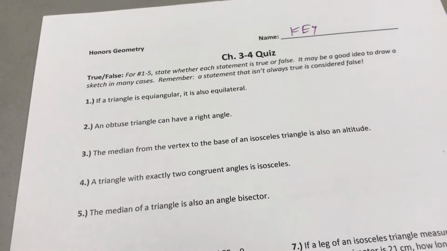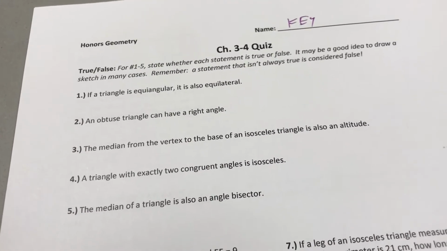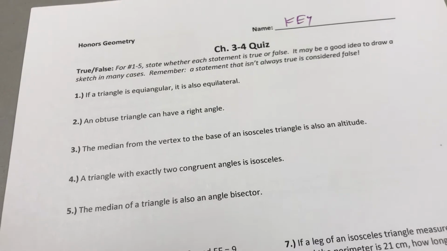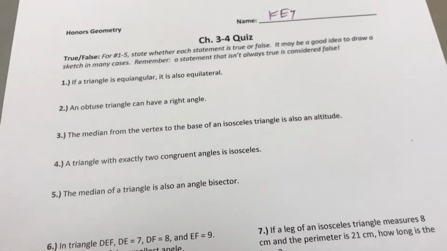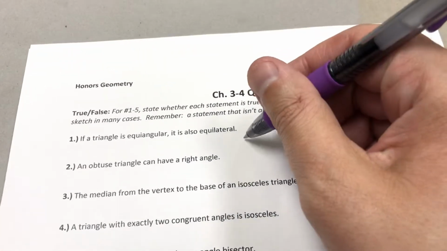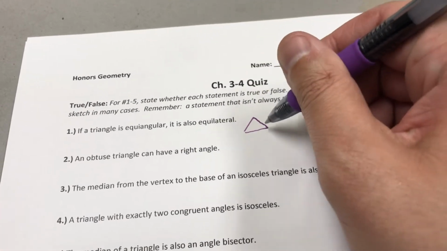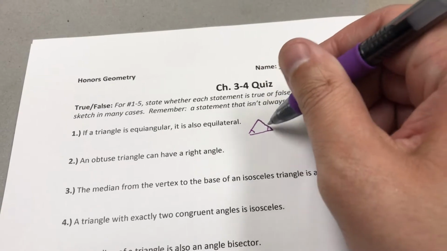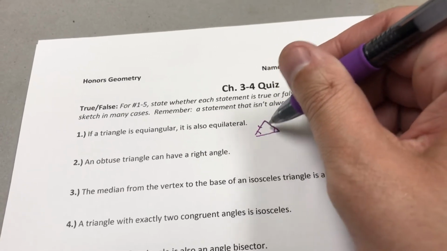Let's take a look at the answers to the Chapter 3-4 quiz. True or false? Remember, if you can come up with a counterexample, a statement is false. So let's see what we've got here. If a triangle is equiangular, it is also equilateral. Remember, we've got a theorem that says in a triangle, if angles are congruent, the opposite sides are congruent.